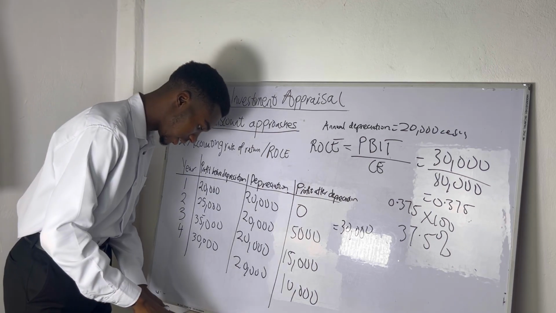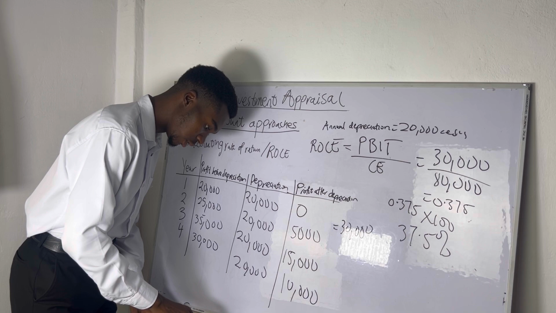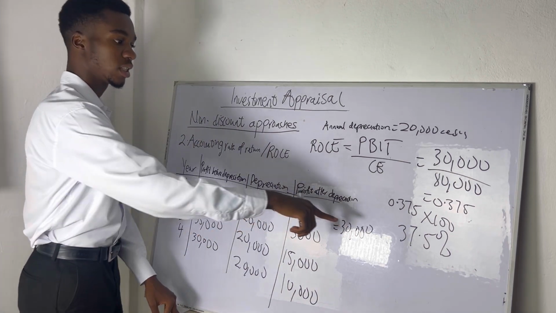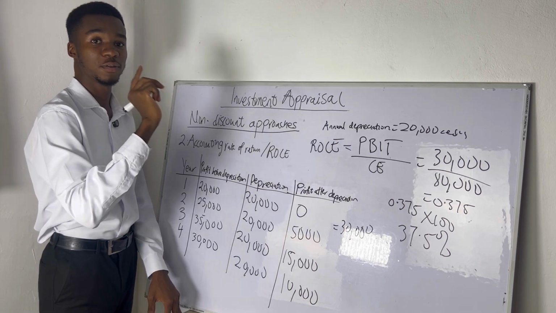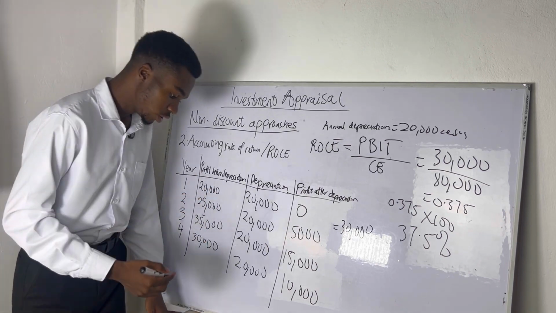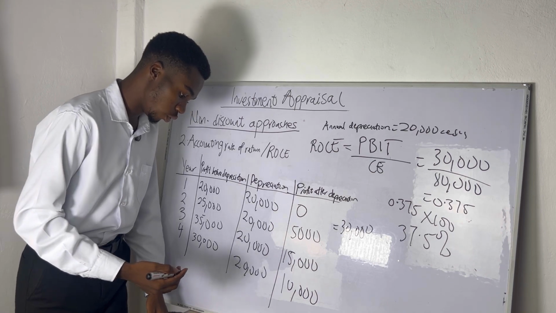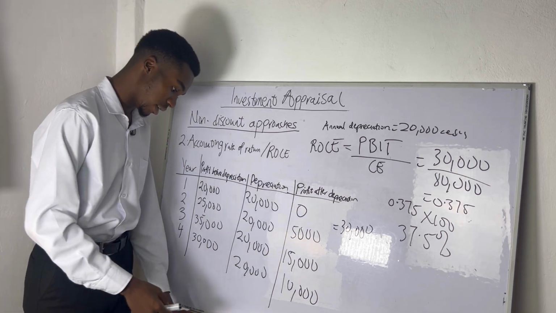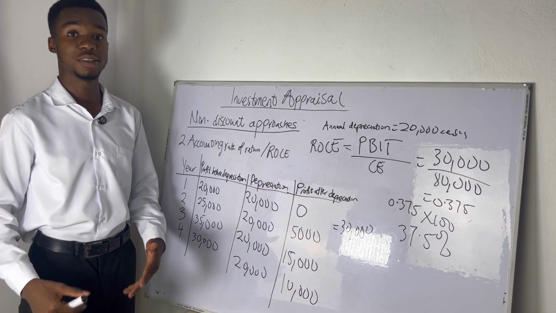But the question said that the expected internal rate of return is 25%, meaning they were expecting 25%, but we got 37.5%, which is more than the 25%, then we have to accept it. The question asked if we should accept it or not. So yes, you are going to accept it, since the 37.5% is more than the expected internal rate of return.